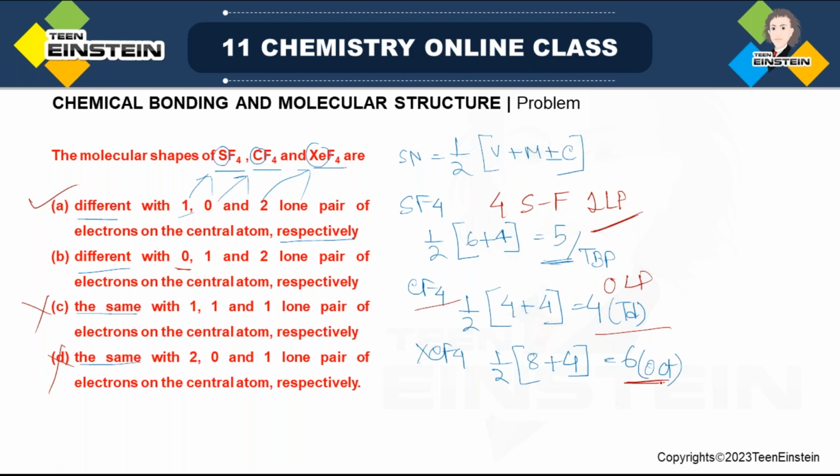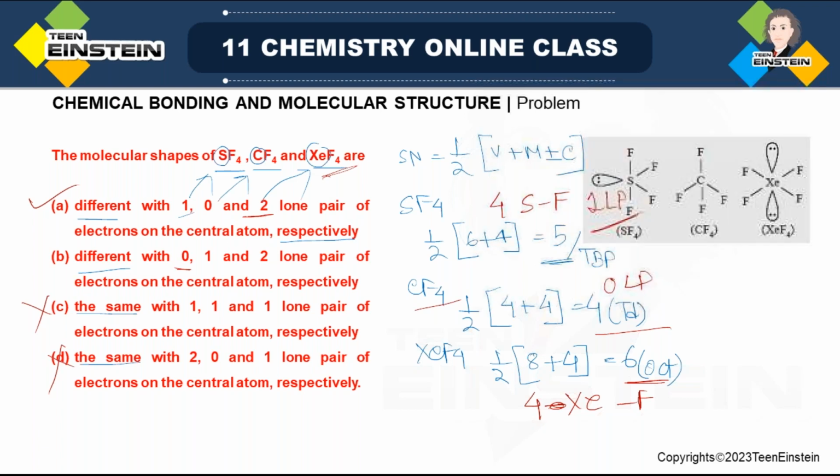And for XeF4, there are a total of 6 positions, but out of 6 positions, there are a total of 4 xenon fluorine bonds. So that is the reason. In the rest of the 2 positions, there must be lone pairs, right? So 1, 0, 2, and see, this is the actual structure. So there is 1 lone pair, there is 0 lone pair, there are 2 lone pairs. Fine. So option A should be the correct option.